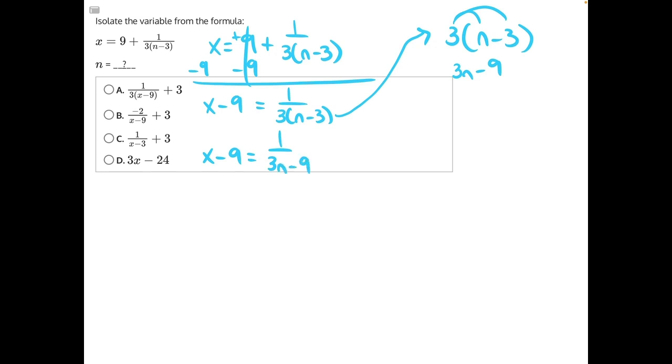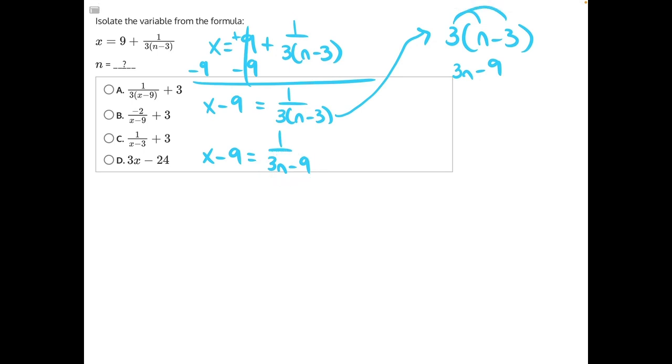Now you may be tempted to try to get rid of this 1 to isolate our variable n, but that would leave us in the end with 1 over n eventually. And this is not equivalent to the single isolated variable of n, so that would not give us the correct answer. In this case, we're actually going to have to apply opposite operations to this fraction down below.